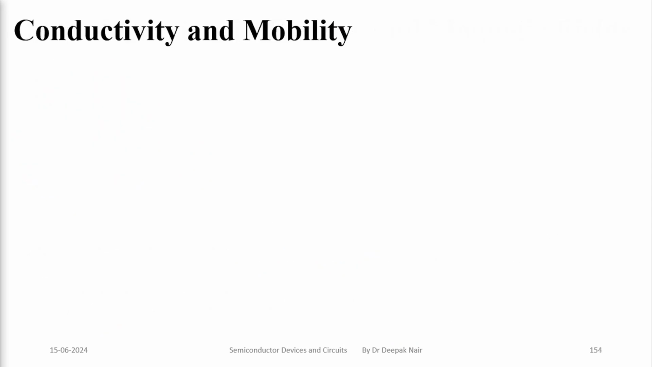Now let us go to the second topic, that is conductivity and mobility. Why are we studying these two terms, and what is the importance of these two terms? These two terms play a very vital role to calculate the impedance or the resistance of solid materials. Apart from that, these two terms play a very important role to calculate the current that flows inside any solid material, or we can say semiconductor.